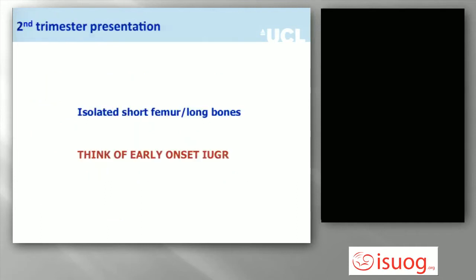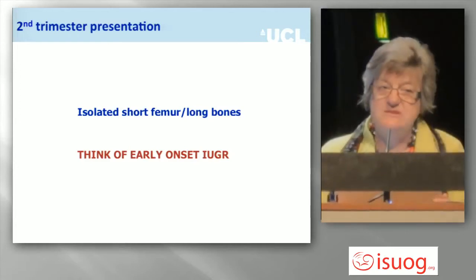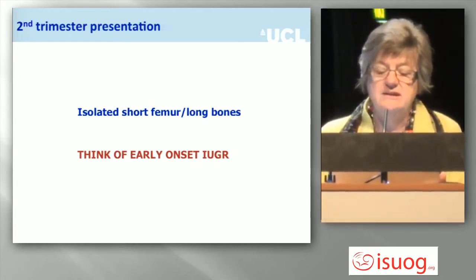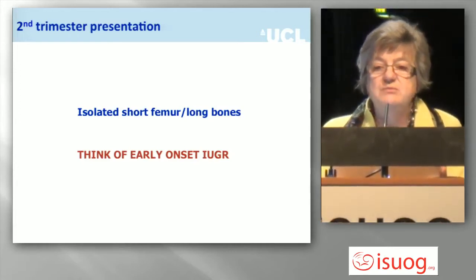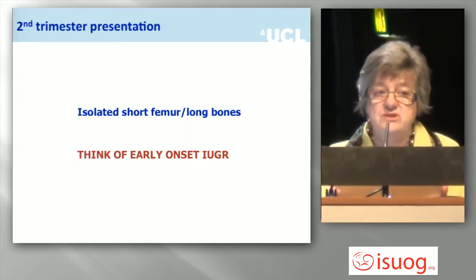So the message from this part of the presentation is one of the most common etiologies of short limbs or short femurs presenting in the second or indeed the third trimester is IUGR. So please remember to think about early onset IUGR. I see all the babies with skeletal dysplasias in our unit, and a significant proportion of those cases that I see with short limbs are in fact growth retarded babies.